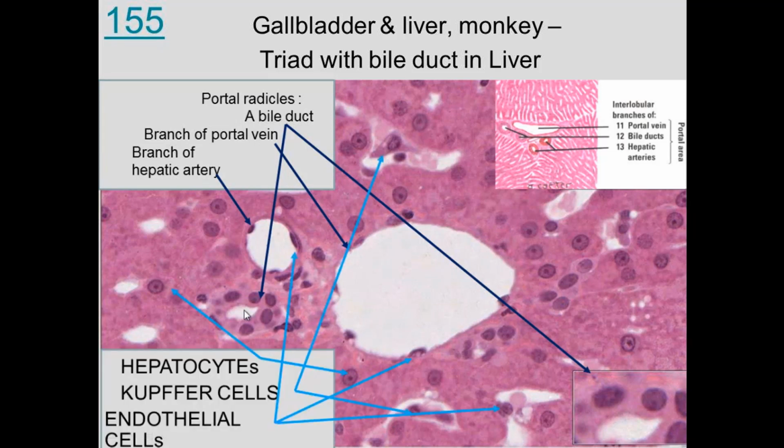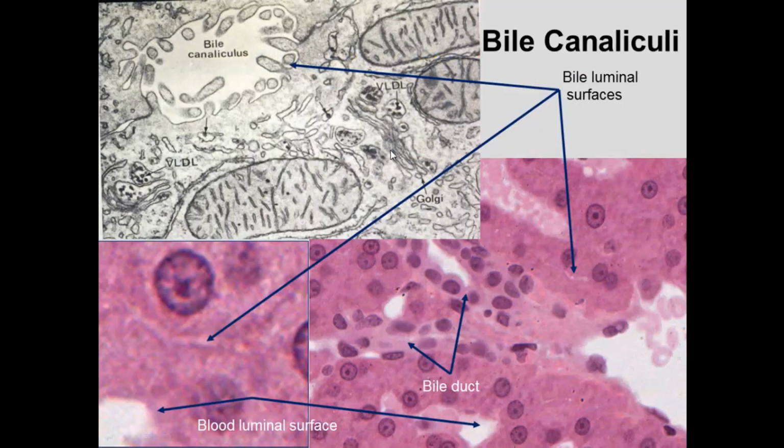And here we can see the different cells. We've got the Kupffer cells, which cross over through there, endothelial cells, as well as hepatocytes. In the bile canaliculus, you can see the occluding junctions, the zonula occludens and zonula adherens.